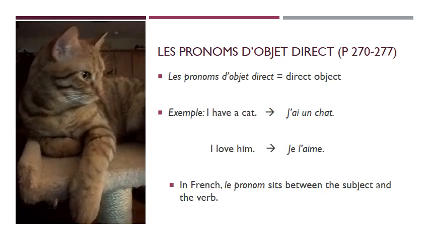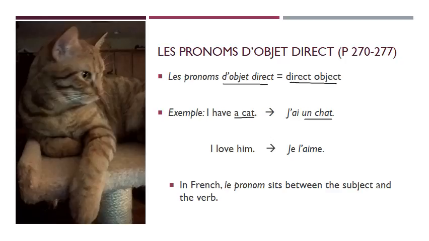Now, first off, let's go ahead and review something that we talked about last semester, which is les pronoms d'objet direct. Now, these are direct objects, and direct objects are always right after the verb. So in a sentence, for example, if we have I have a cat, a cat is the direct object because that's what I have. En français, c'est j'ai une chatte.